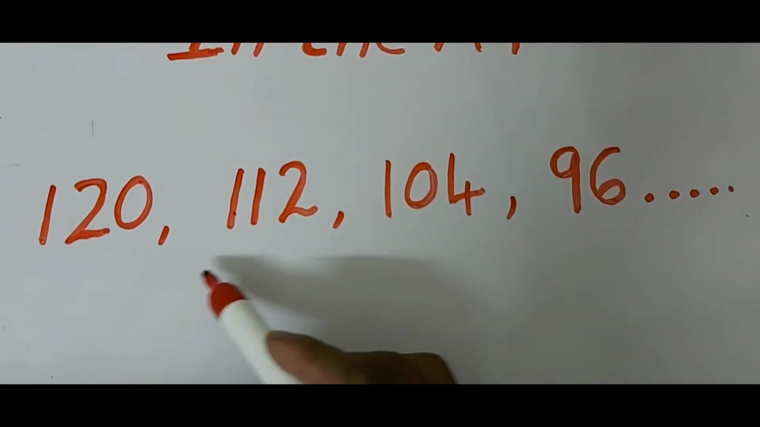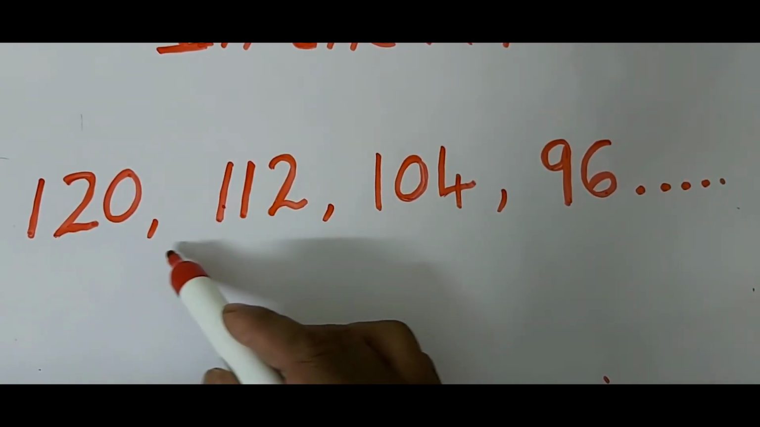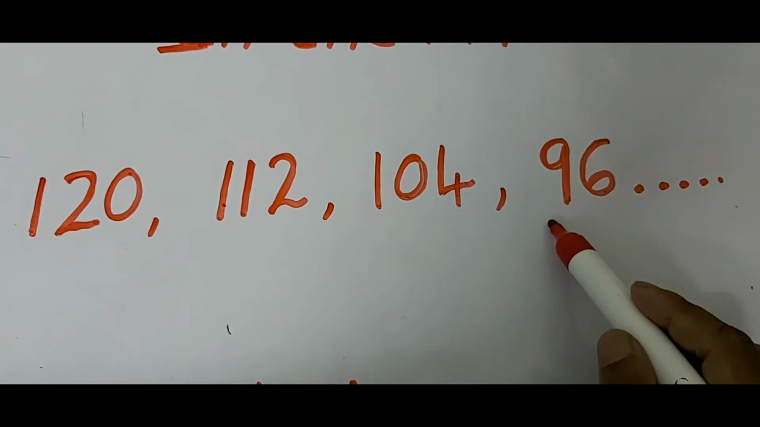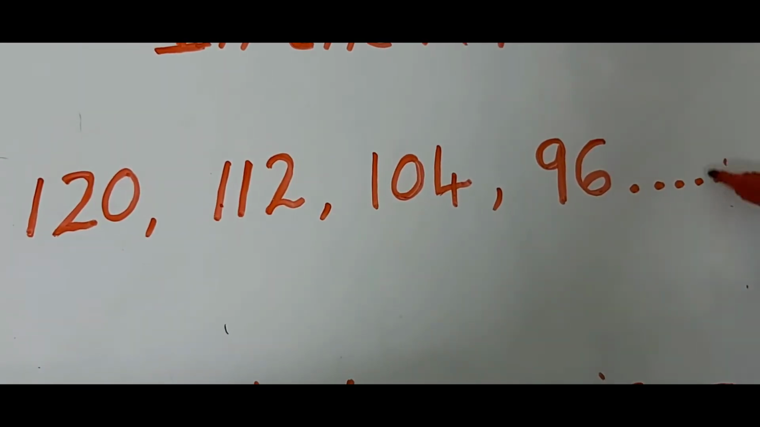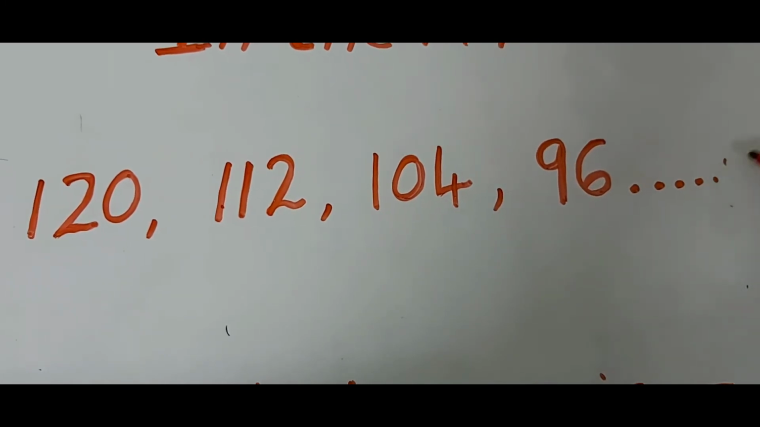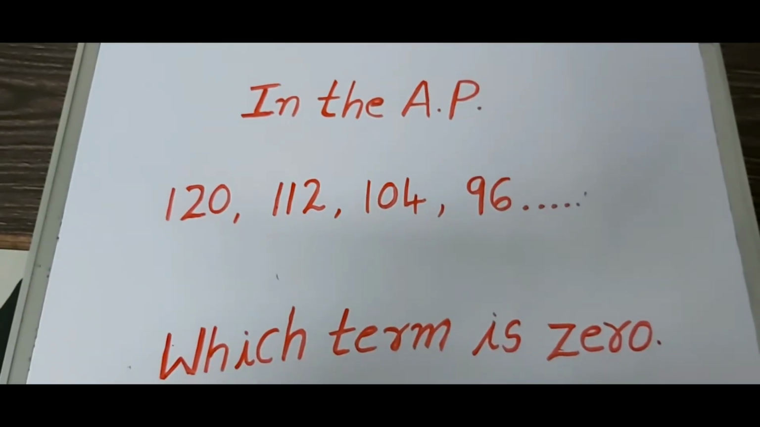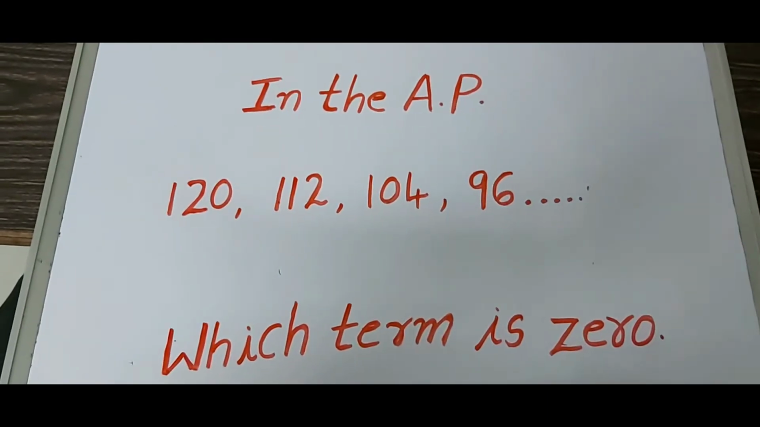If you select this type of AP, then when you go down the series, somewhere you will get 0 as a term. 0 belongs to this AP. So my question would be, in the AP, which term is 0?